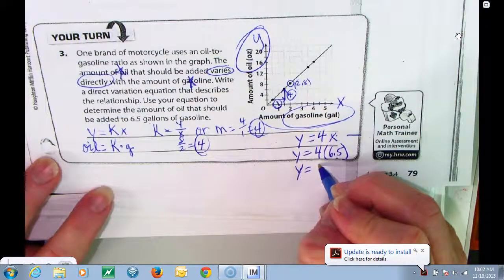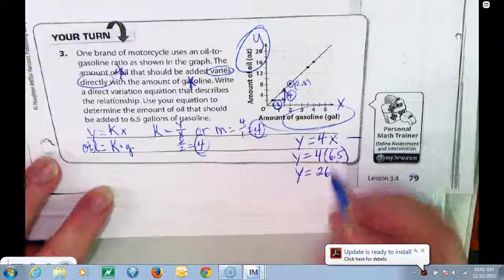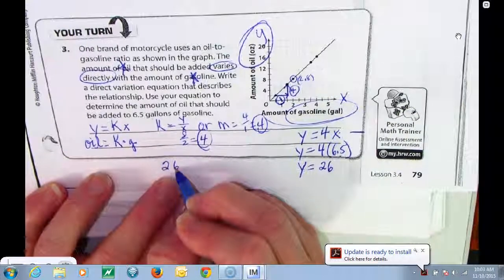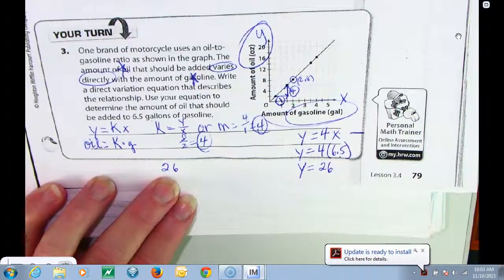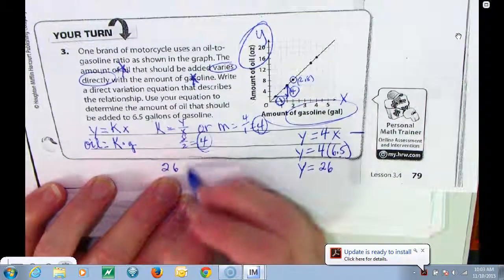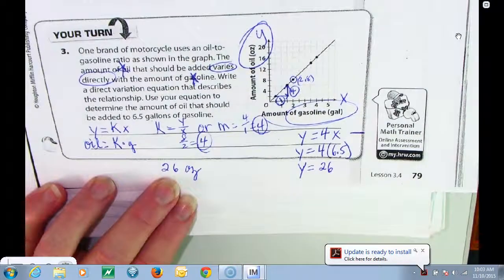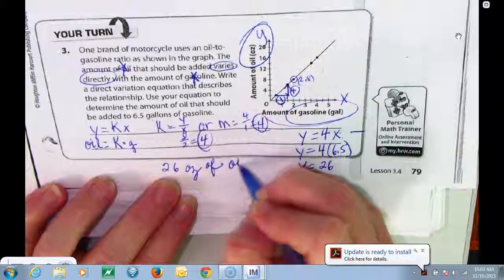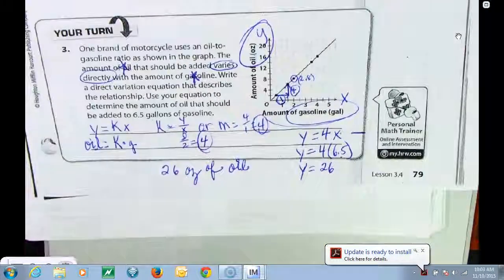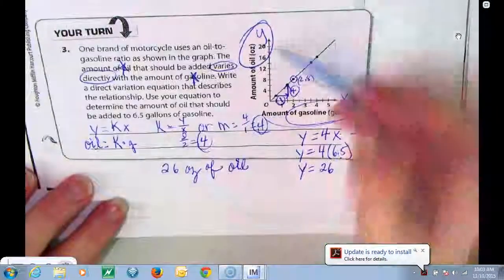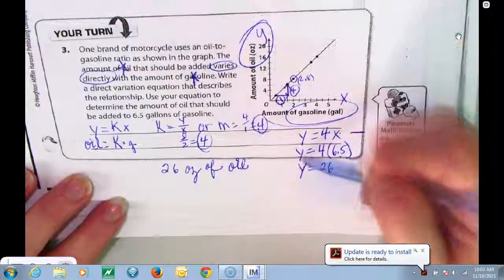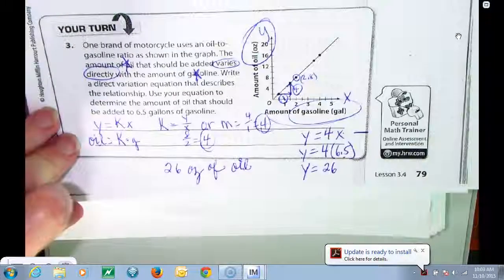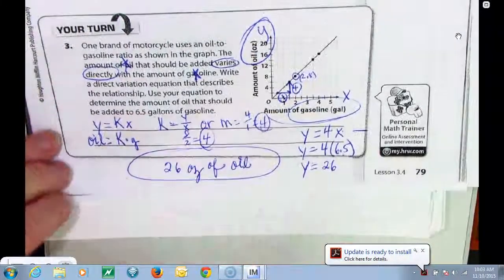4 times 6.5 is 26. So what's my answer? 26. Ounces per gallon? No, ounces of oil. We're not finding the unit right there. We're comparing oil to gasoline. So we're trying to find Y, which is the oil. 26 ounces of oil. That's your answer right there.